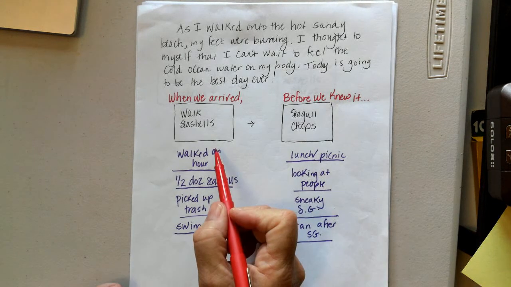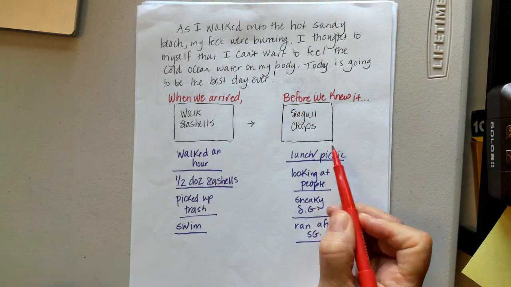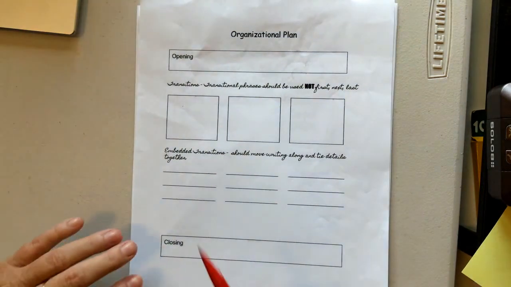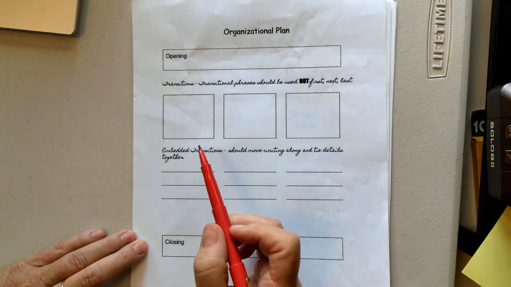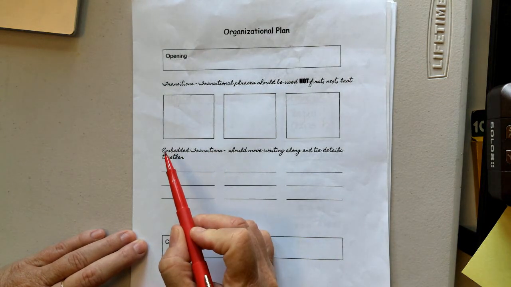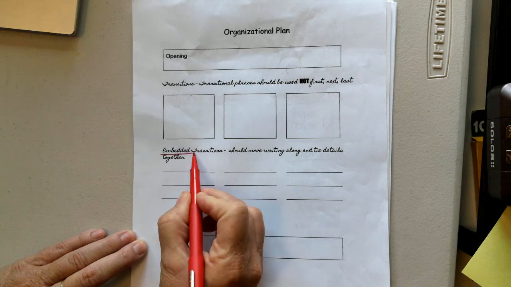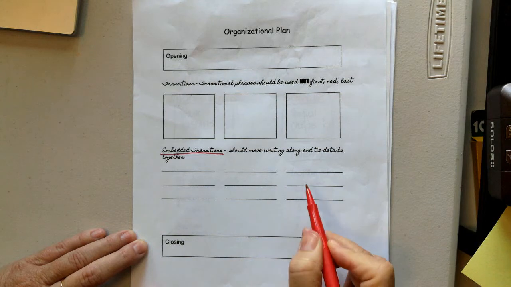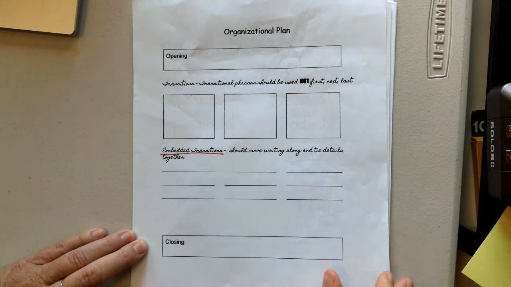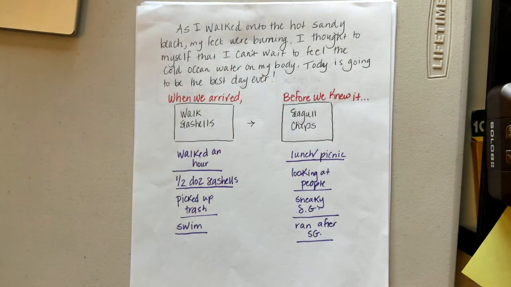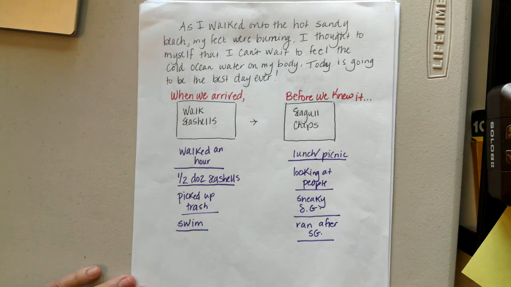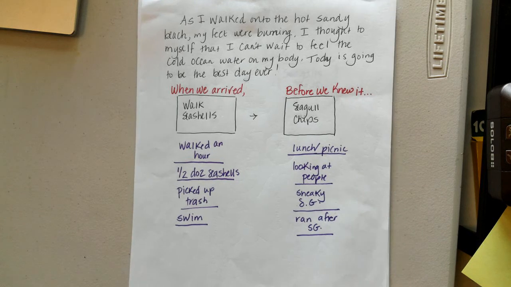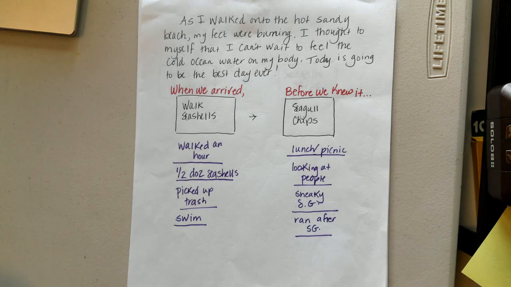Now, one thing that you have to really remember here, and we have it written out on our organizational plan, is that we want to put in our embedded transitions, okay? We are going to embed transitions throughout our writing, throughout our details. So if I was going to talk this off, I might automatically put my embedded transitions in there. That's why we practice talking things off the map.